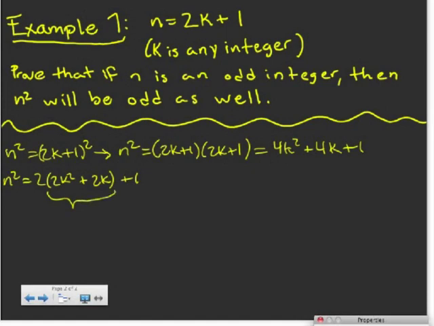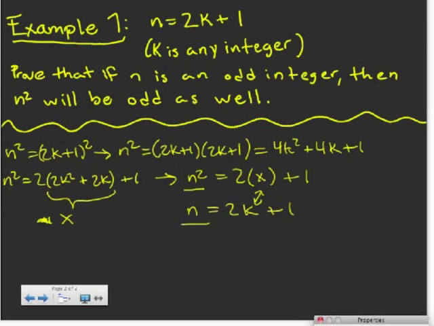So we can actually just replace that with basically any other variable, just as another integer. So let's say x. So if we rewrite this, we now have n squared is equal to 2 times x plus 1. Now if we look at the original equation for just n, we have n is equal to 2k plus 1. And as you can see, they are exactly the same, apart from the fact that we have a different variable for the integer, x instead of k. So by direct proof, we have proved that n squared is also an odd integer if n is an odd integer.